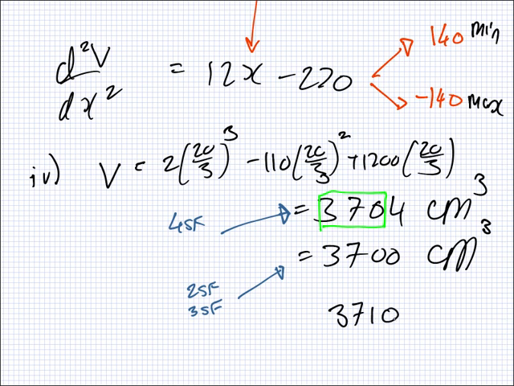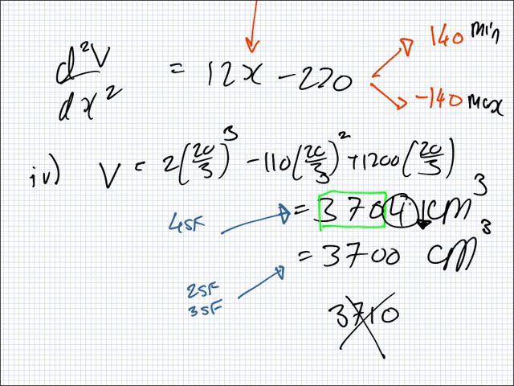3710 is 3 significant figures, but it's also wrong because the 4 here means you have to round down. Yeah, but when they ask you to put it in 3 significant figures, you round it to the nearest significant figure. No, I think you're making up a new rule.